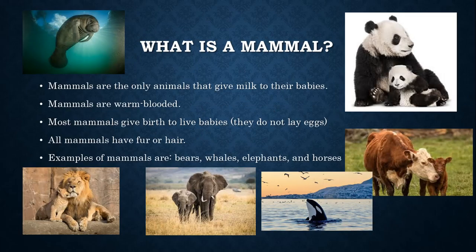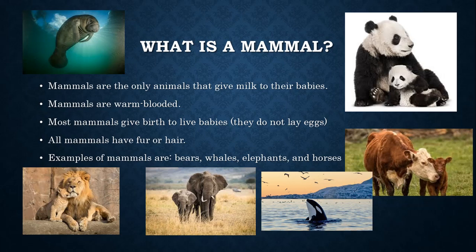So let's review. What is a mammal? We learned when we were doing classification that mammals are the only animals that give milk to their babies. So all baby mammals need milk to survive. That is their food for the first little bit of their lives. So all mammals need milk.